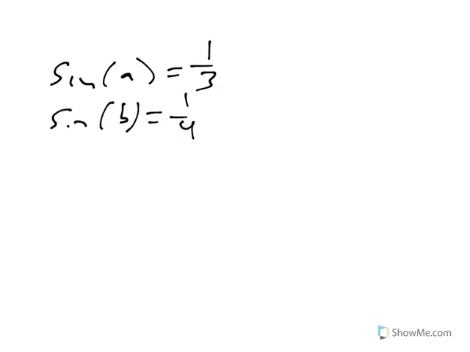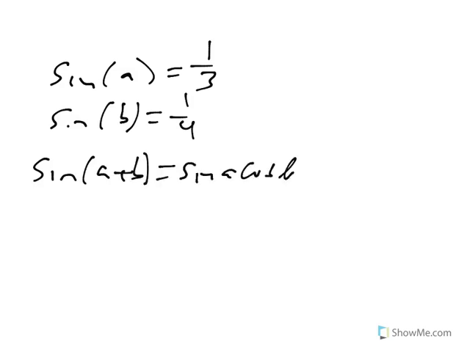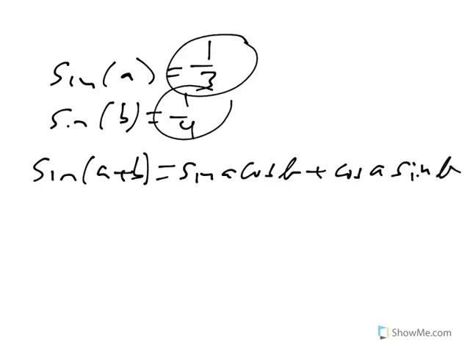A famous test question on this is they don't say what A is, but they tell you that sine A equals 1/3 and sine B equals 1/4, and ask what's the value of sine A plus B? Well, it's sine A cosine B plus cosine A sine B. But only 2 of those 4 things are given to us. So we need the other 2.